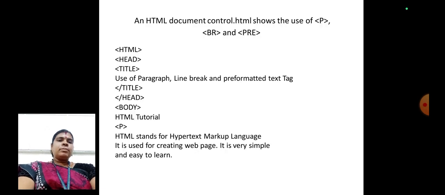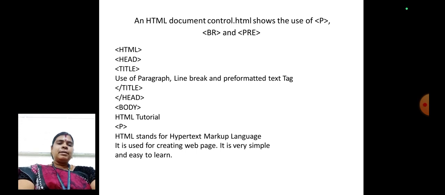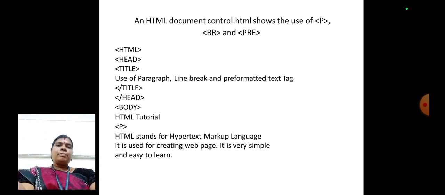An HTML document, control.html, shows the use of the p tag, break tag and pre tag. Opening HTML, opening head, opening title tag, use of paragraph, line break and preformatted text tag, closing title tag, closing head tag, opening body tag. HTML tutorial. Opening paragraph tag. HTML stands for hypertext markup language.